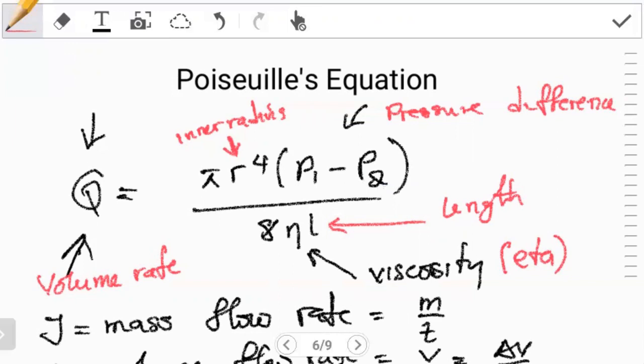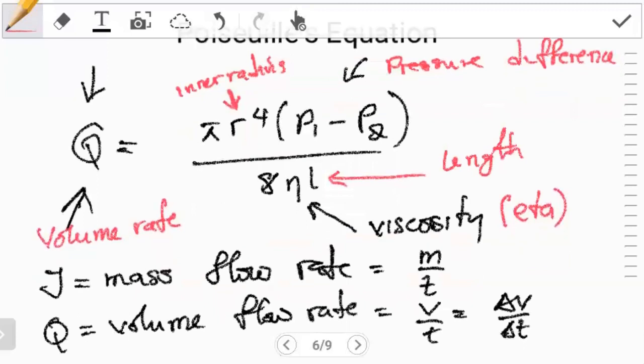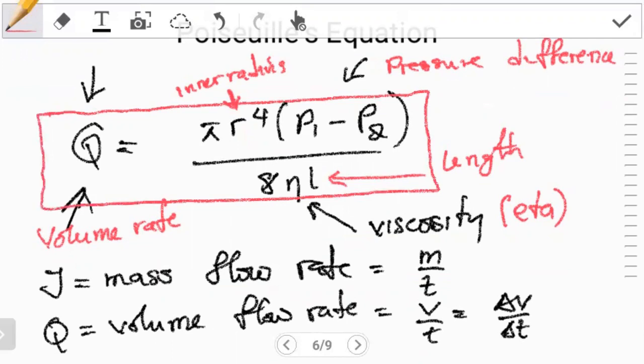Now, generally, this is what we're working with. This is the Poiseuille equation. The only thing that is remaining now is seeing this equation in action.